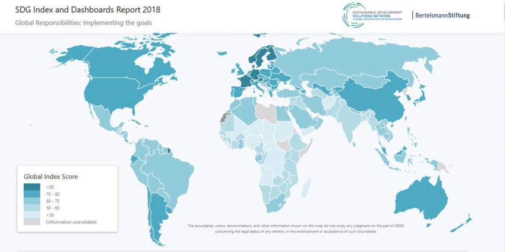The SDGs build on the principles agreed upon in Resolution A/RES/66/288, entitled "The Future We Want." This was a non-binding document released as a result of the Rio +20 conference held in 2012.